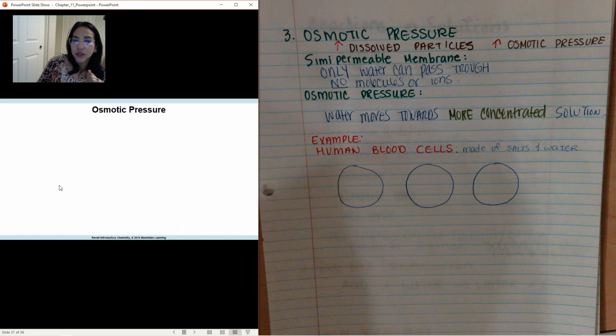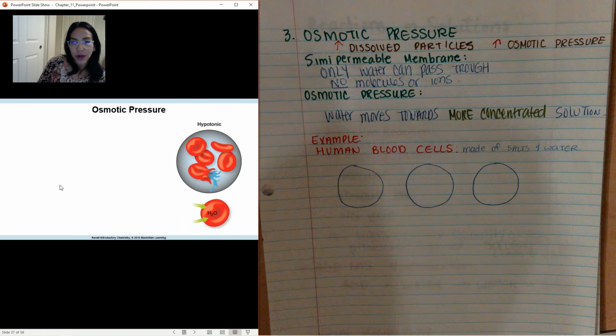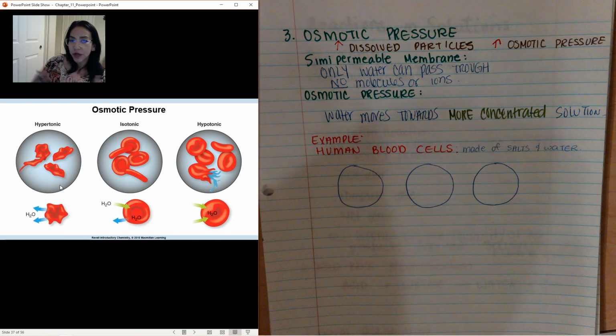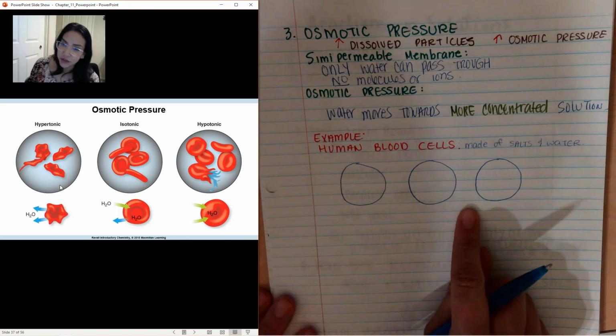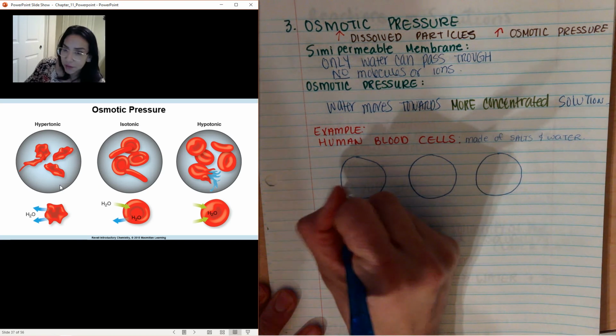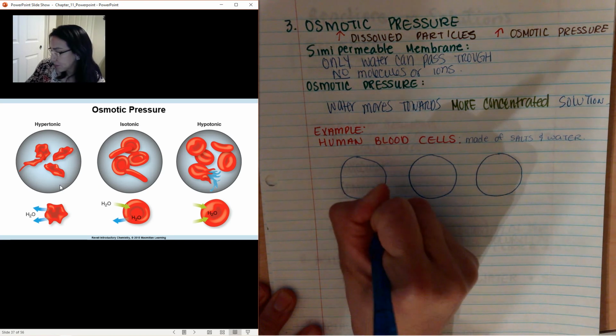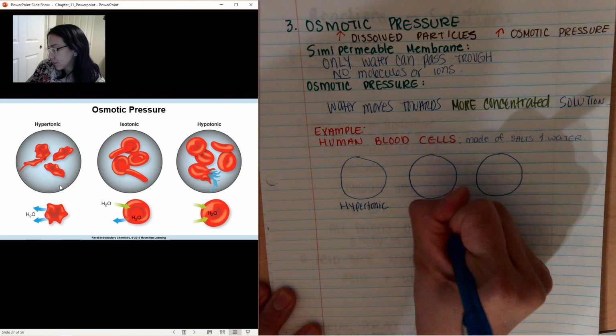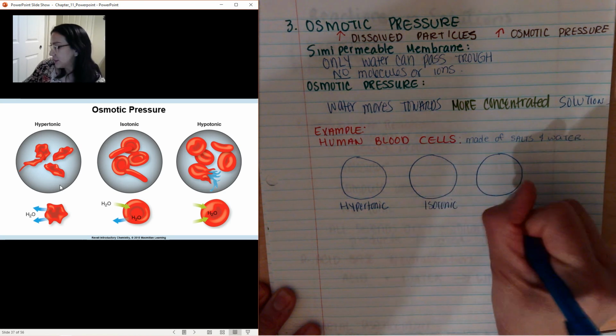So what I want to do is look at osmotic pressure as it relates to our blood. The osmotic pressure in our blood cells is what my three little circles represent. My first one is going to be hypertonic. The next one is going to be isotonic. And this one is hypotonic.